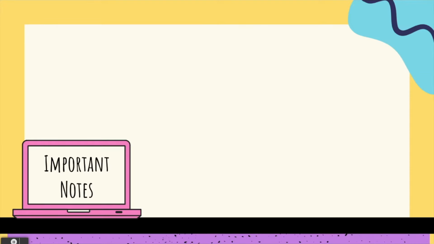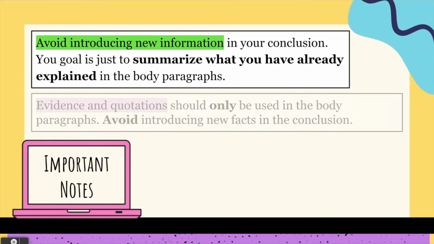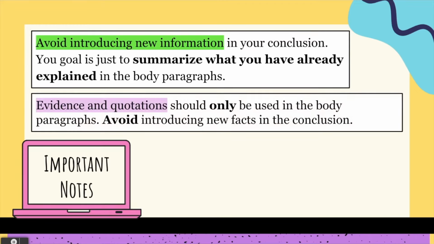Some important notes about conclusion paragraphs. One, don't introduce any new information in your conclusion. Your goal is just to summarize what you've already explained in the body paragraphs. Don't be putting in some fancy statistics in there. That should go somewhere in your body paragraphs. So no new information. Evidence and quotations should only be used in the body paragraphs. Avoid introducing new facts in the conclusion. As you can see, that's super important.